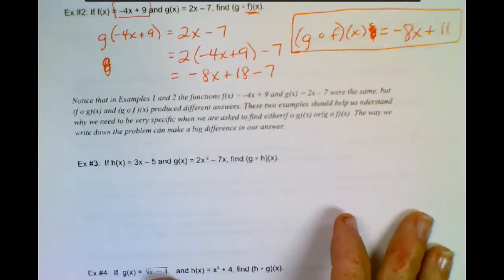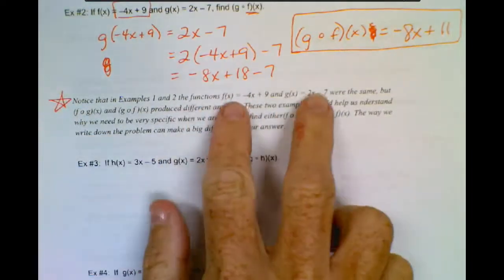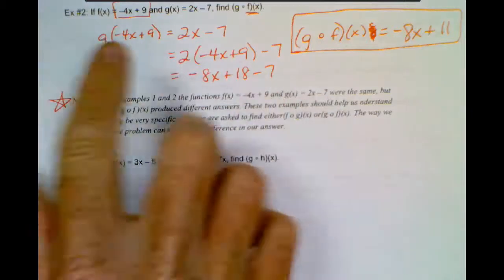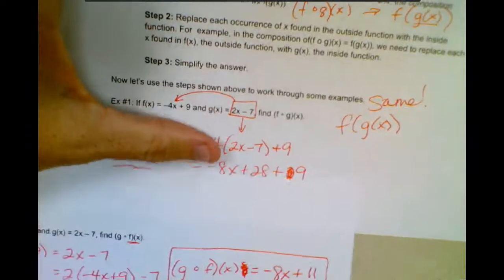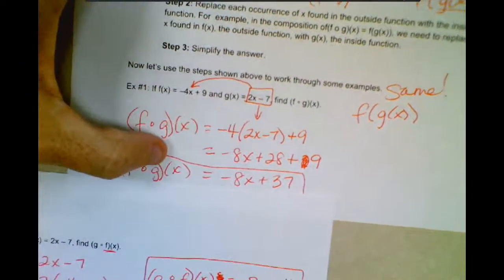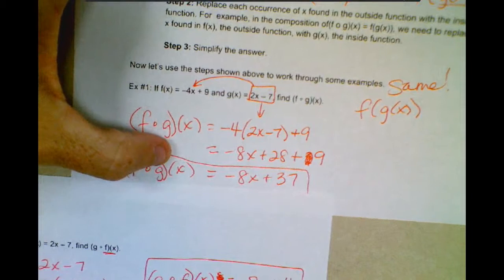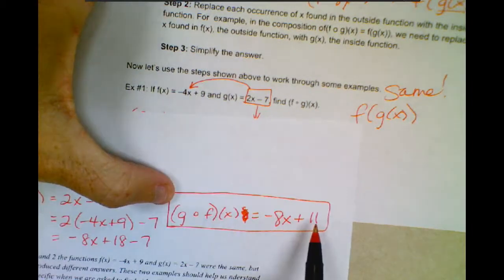So I want you to really notice, this is important. Notice that examples 1 and 2, the functions were exactly the same. But when I took f of g of x and when I took g of f of x, we got very different answers. F of g of x gave us an answer of negative 8x plus 37, whereas our g of f of x gave us negative 8x plus 11.